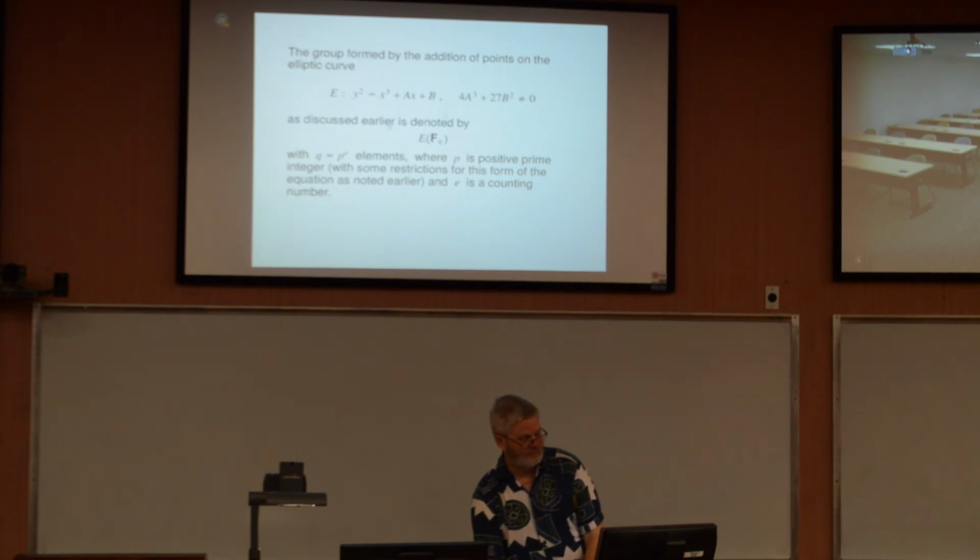This just repeats what we were saying, that any finite field, sometimes written GF(q), would have q equal to p to the e elements, where p is a positive prime integer, and we had that before.